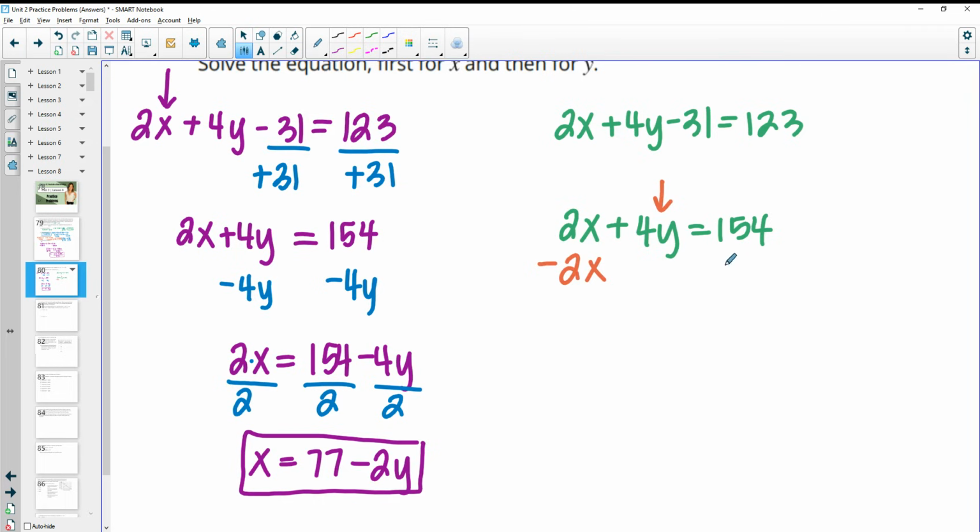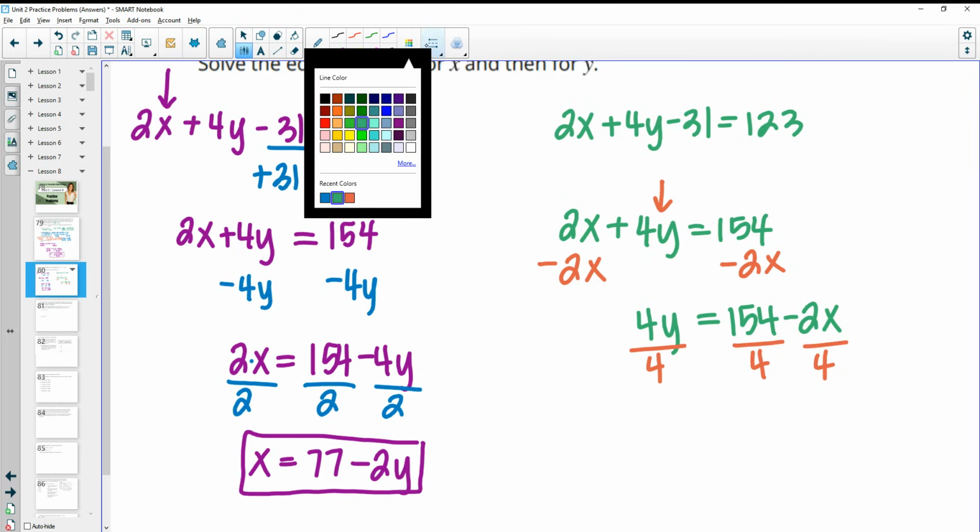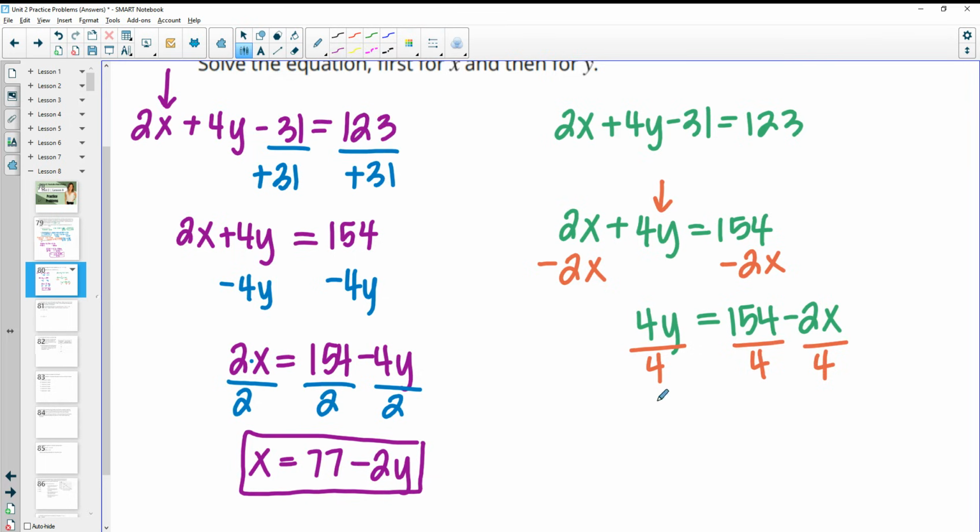So 2x minus 2x is 0. And we'll do that to both sides. So then we end up with 0 plus 4y, so just 4y. And then we get 154 minus 2x. So then we want to get y by itself. So we would divide this into 4 equal parts since we've got 4 y's. So we'll divide each of these into 4 equal parts. So then 4y divided by 4 is just 1y.